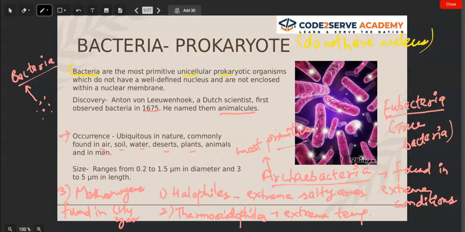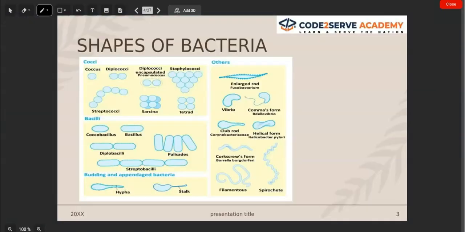If we talk about size, bacteria can be 0.2 to 1.5 micrometer in diameter and 3 to 5 micrometer in length. So bacteria can be very small and very large. Now the smallest bacteria, you know that the smallest, you have studied in the cell chapter the smallest cell and the largest cell.